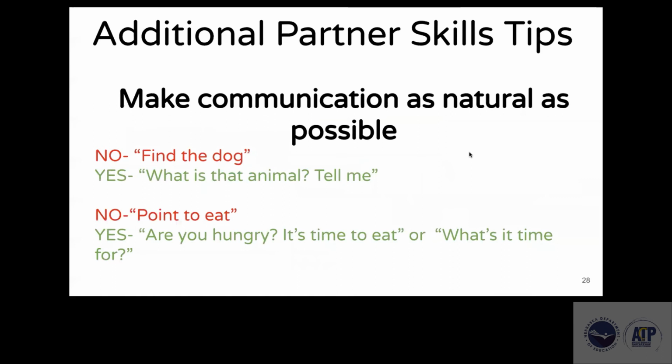And then I also like to make sure, again, making it as natural as possible, that when you're requesting or making comments or asking a question, it's just like you would with anybody else that's speaking. You wouldn't say, find the dog, to somebody that's speaking. If you wanted them to say the word dog, you could ask them, oh, what animal is that? Tell me. Or you wouldn't say, point to a word. No, they're telling you that word. They're saying that word. So you could ask the question like, oh, are you hungry? Or what's it time for?